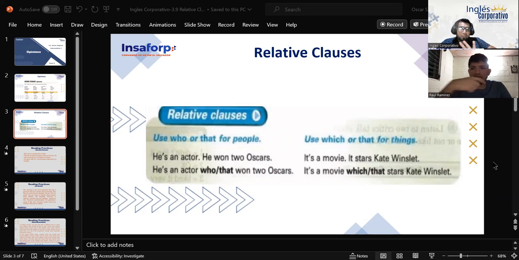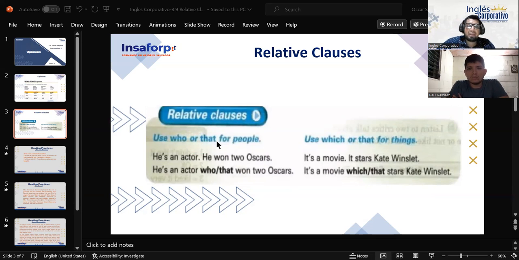Now, we have four different ones that are the basic relative clauses. We have other relative clauses, like the ones normally known as relative clauses of time. Those are different and they're going to be seen. I think they have already been covered in intermediate two. But the thing is that relative clauses are used to basically mention why this person is related to this other action. So in the first thing we have, use who or that for people.